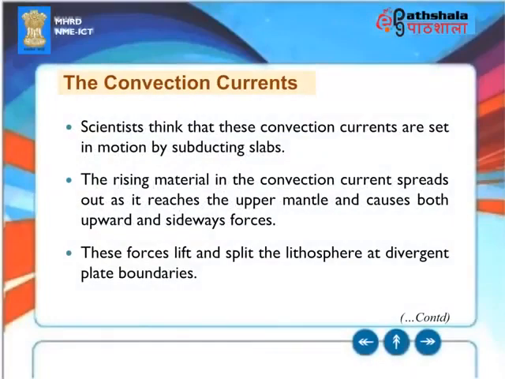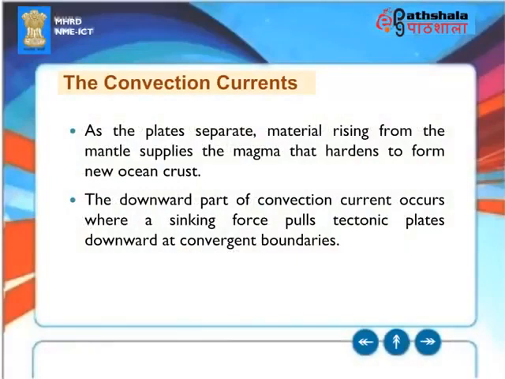Scientists think that these convection currents are set in motion by subducting slabs. The rising material in the convection current spreads out as it reaches the upper mantle and causes both upward and sideways forces. These forces lift and split the lithosphere at divergent plate boundaries. As the plates separate, material rising from the mantle supplies the magma that hardens to form new ocean crust. The downward part of the convection current occurs where a sinking force pulls tectonic plates downward at convergent boundaries.